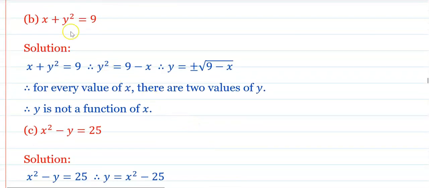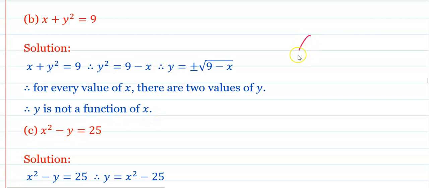Now the next, x plus y square is equal to 9. It can be written as y square is equal to 9 minus x, and therefore y is equal to plus or minus root of 9 minus x. For every value of x there are two values of y, and hence it is not a function.